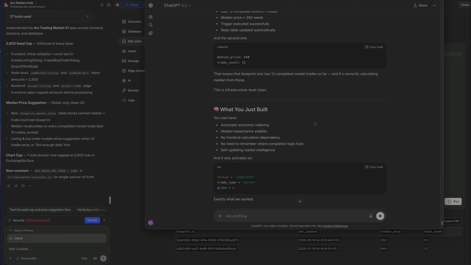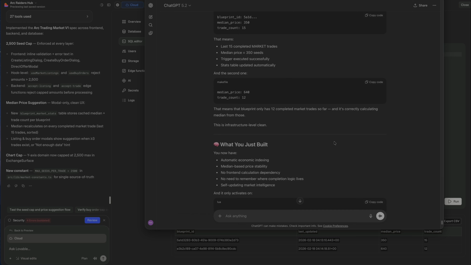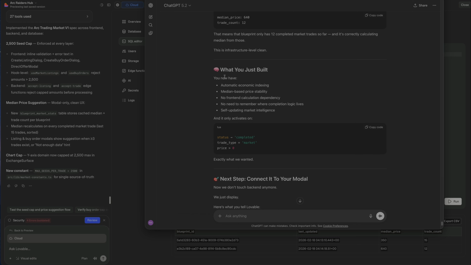We just finished doing a SQL trigger for all back end logic to find a medium price for a blueprint. Why? Because we can. What you just built now is an automatic economic indexing, medium based price stability, no front end calculation dependency. No need to remember where the logic lives. Self updating market intelligence.